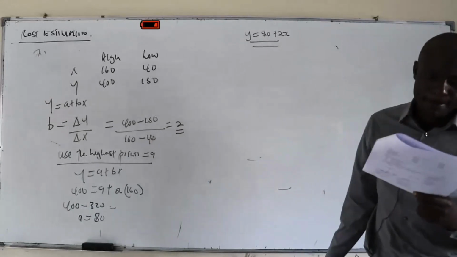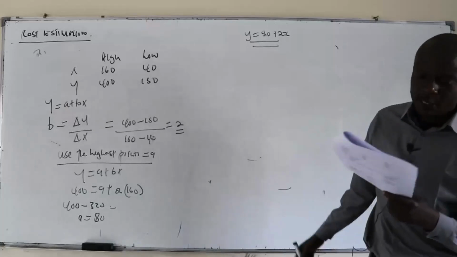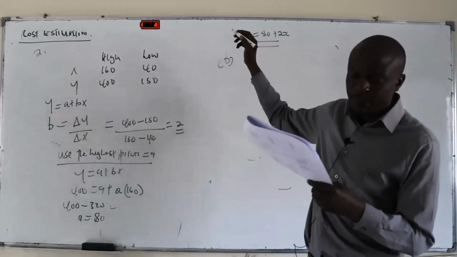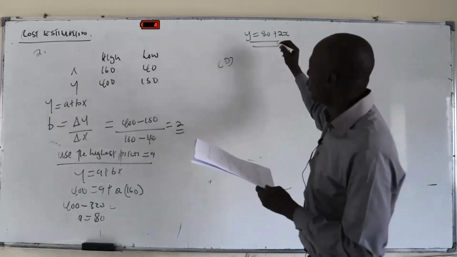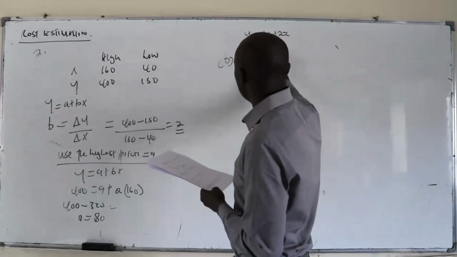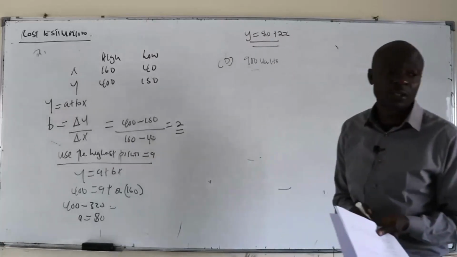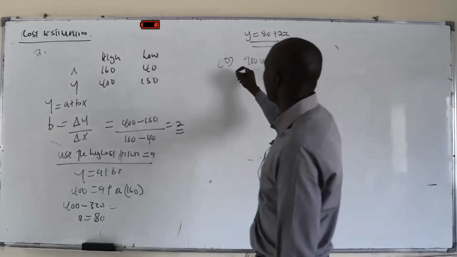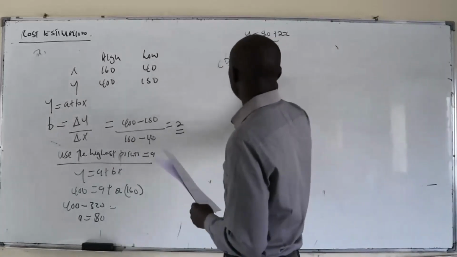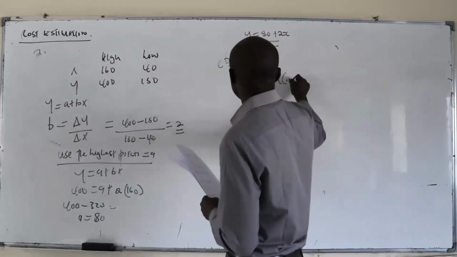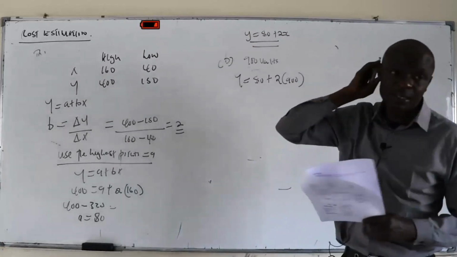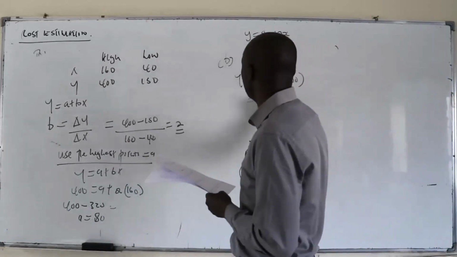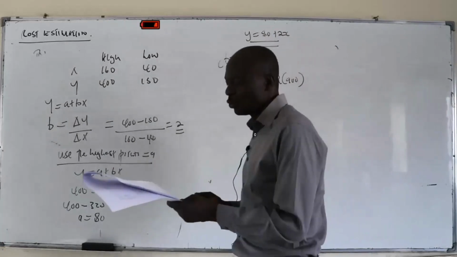Then for part B of the question, they wanted us to use this equation to estimate the total cost when the production is 900 units. So y equals 80 plus 2 in bracket 900. Now you replace x by 900, and you get 1880 shillings. So that is how we use the high-low method.